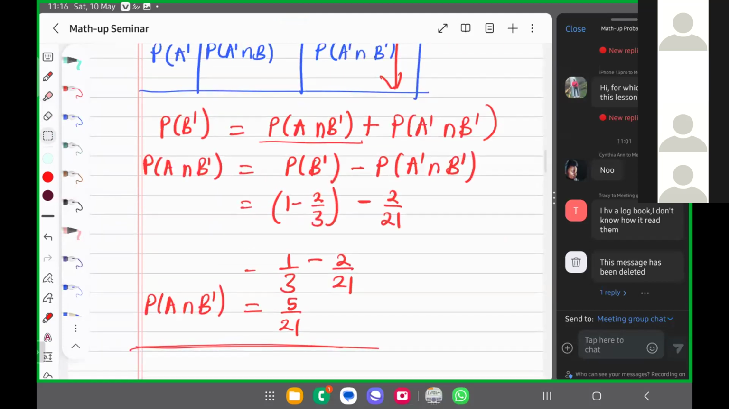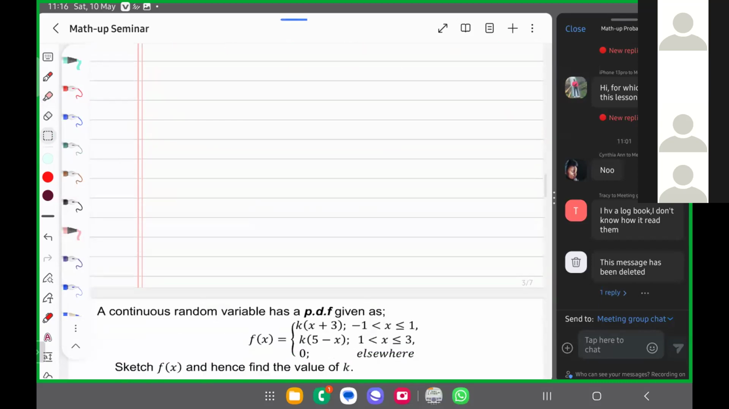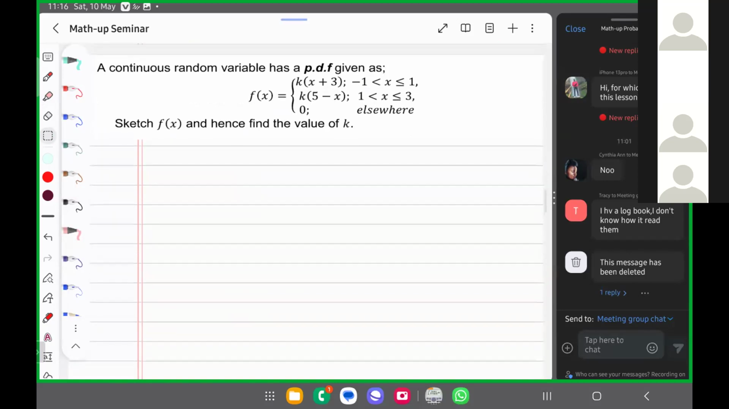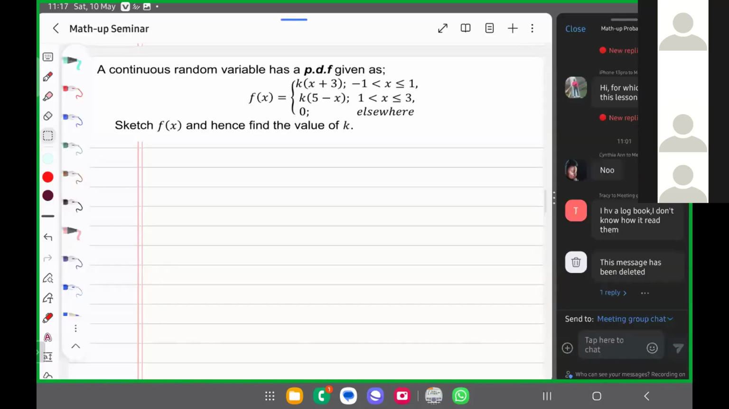So we shall move to the next question, which is still from probability, but it was tackling continuous random variables. So it was that a continuous random variable has a PDF given as that.